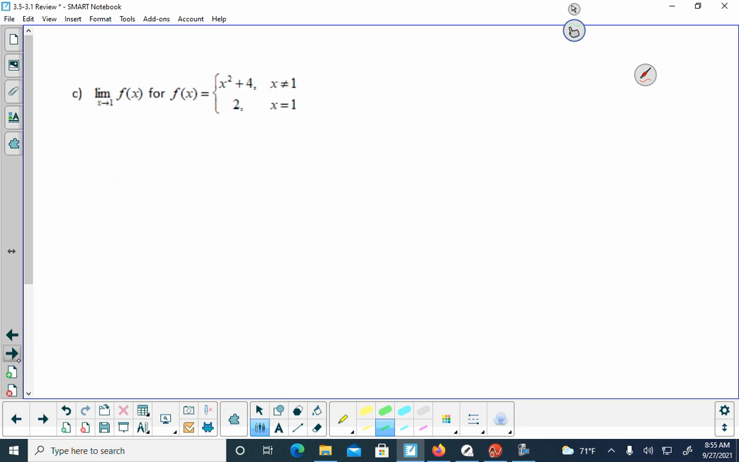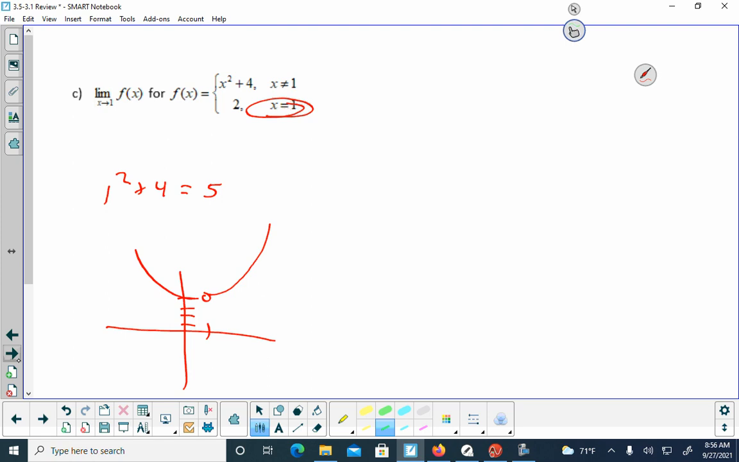The next one, find the limit as x approaches 1. So I'm going to have 1 squared plus 4, which is equal to 5. This one, when x is equal to 1, is 2, but this only happens when x is equal to 1. So I can imagine this graph, poorly drawn. I have this one place where it's not equal to 5, because for some reason it's equal to 2. So this is what this graph looks like. It is a hole. So the limit does exist, and that limit is going to be 5.